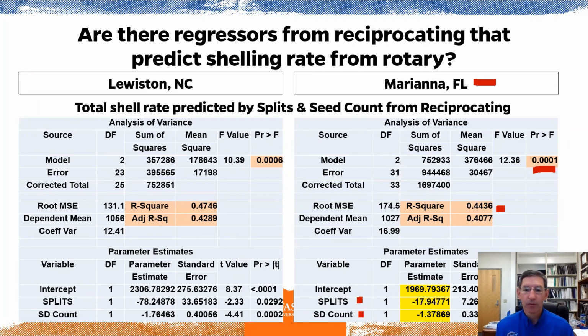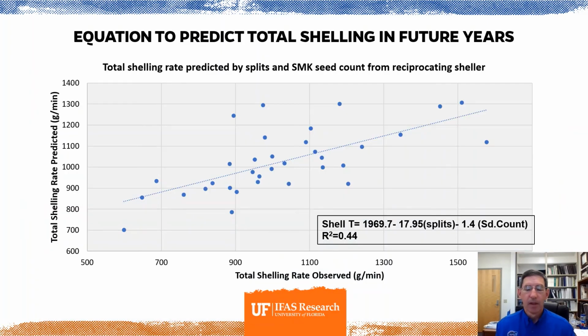So we wanted to use the equation developed from this model to try to predict other locations in other years. And this is what the model looks like. What we're seeing here is a total shelling rate that was observed from the rotary sheller, and that was predicted from the reciprocating sheller. And it's a pretty good relationship, again, explaining about 44% of the variation. But the question we have now is, can we use this equation in future years or previous years in the Florida location that would allow us to predict other seasons?